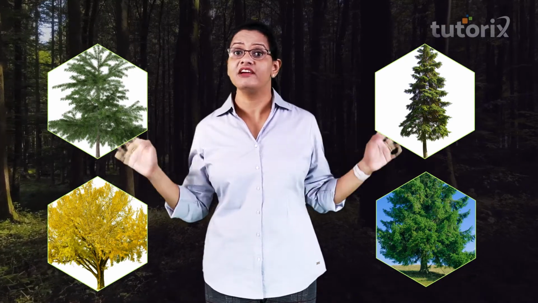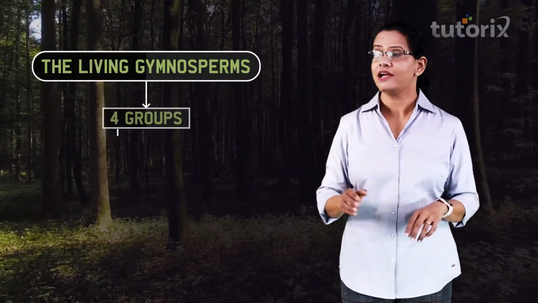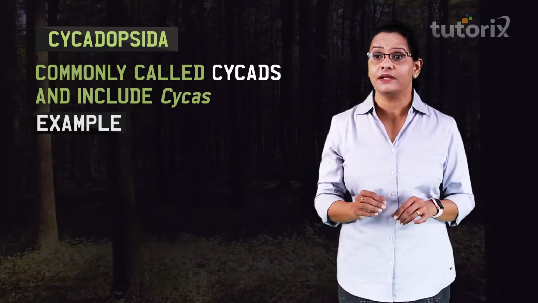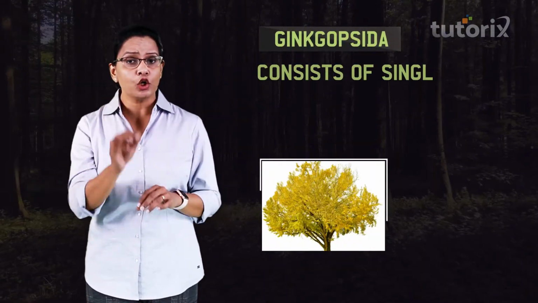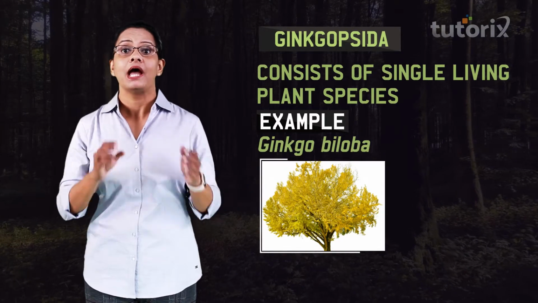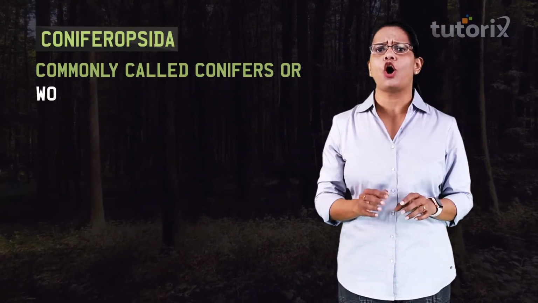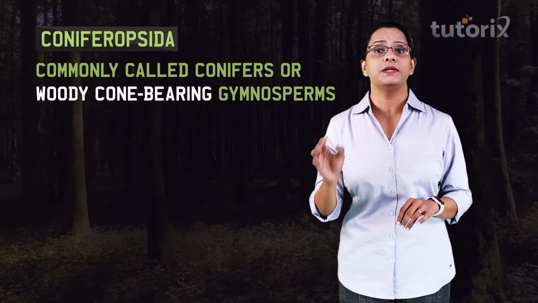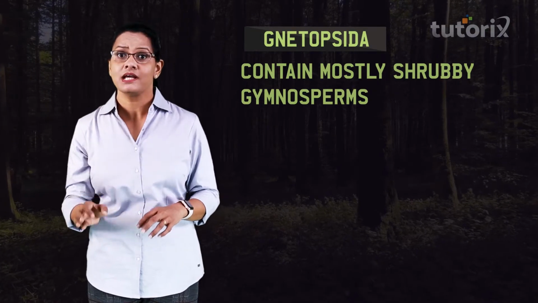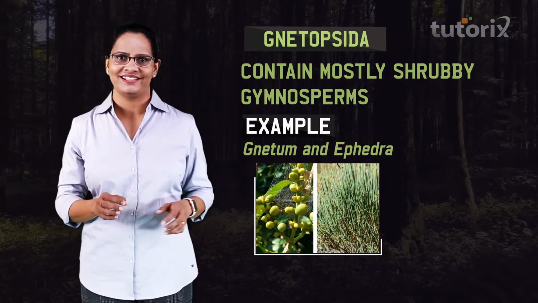Now guys, all the living gymnosperms have been majorly divided into 4 groups, which are Cycadopsida, Ginkgopsida, Coniferopsida and Gnetopsida. Cycadopsida are commonly called cycads. An example is Cycas. Ginkgopsida includes a single living plant species, which is the Ginkgo biloba tree. And Coniferopsida are commonly called conifers or woody cone-bearing gymnosperms, and examples are pines and firs. And lastly, Gnetopsida are shrubby gymnosperms. Examples are Gnetum and Ephedra.